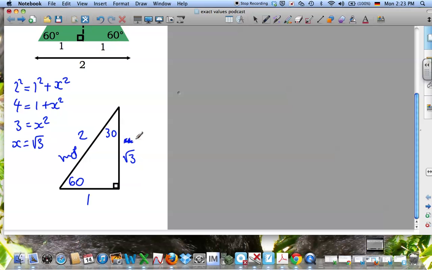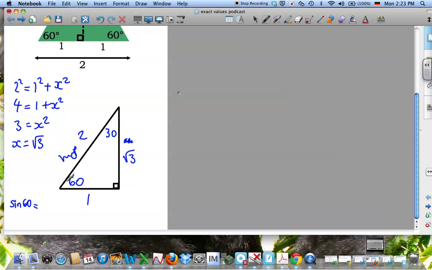So this is now our exact value triangle or special triangle that we can use to find lots of different trig values. And we call these exact values because we've got a square root, so that's going to give us an exact number. So for example, I could find sine 60. So this is without using my calculator now.